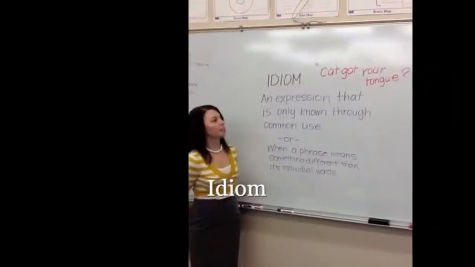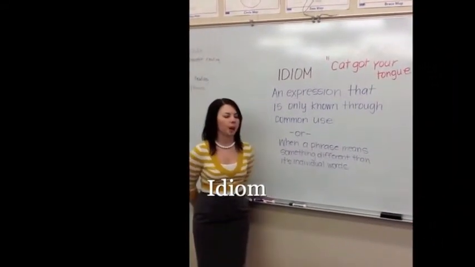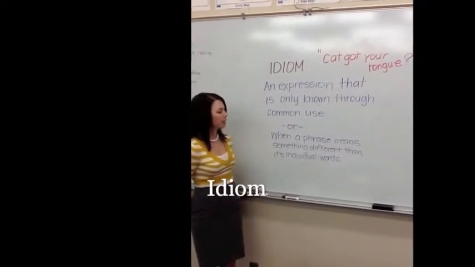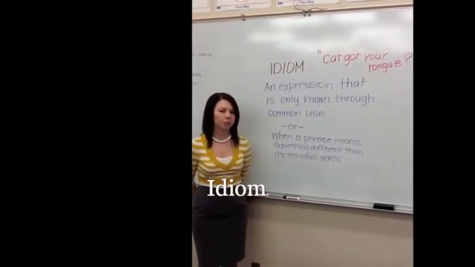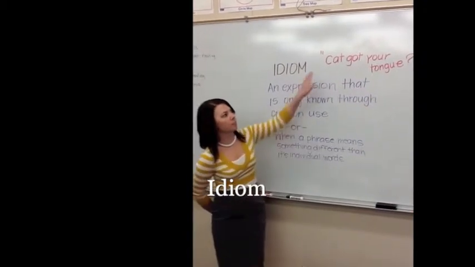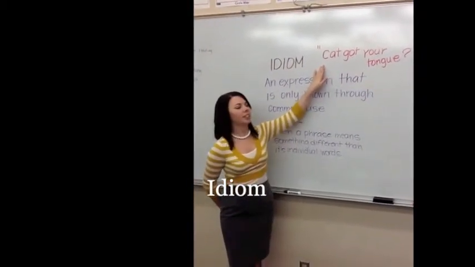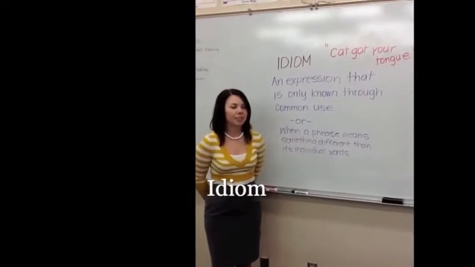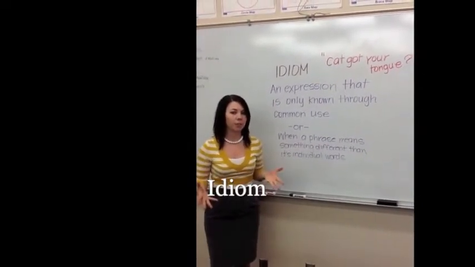An idiom is an expression that is known only through common use. Or another way to think about it is when a phrase means something different than the individual words in that phrase. For example, cat got your tongue? It doesn't actually mean there is a cat hanging on your tongue. It means that you can't speak or can't find the words to say.